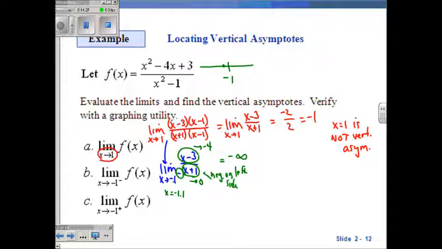Okay, now looking at taking the limit on the right side. Again, I'm going to be looking at the reduced fraction x minus 3 over x plus 1 as x approaches negative 1 on the right side.